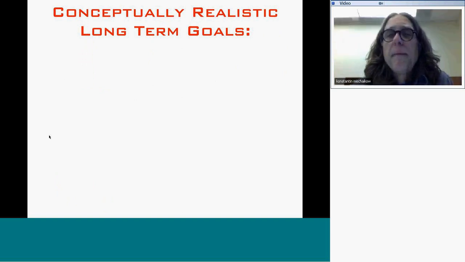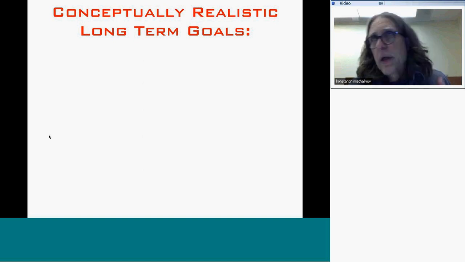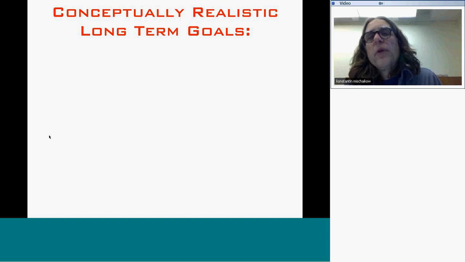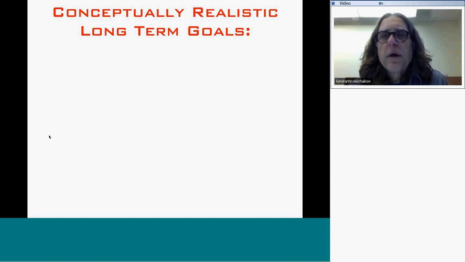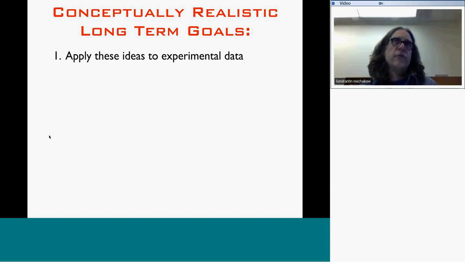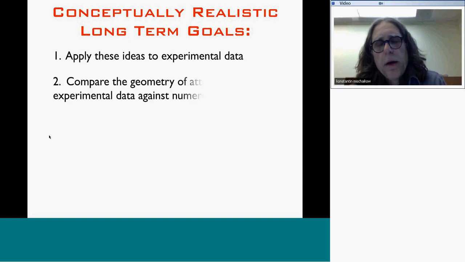So we're working towards getting results. What are long-term goals that I think are really conceptually realistic? All this showed you was simulation data. These things are able to be applied to experimental data. Of course, with experimental data, there's no way to go back and check that you're looking at the right thing. That's why we're doing numerical data first. But I think we're ready now to take these ideas and apply them to experimental data.